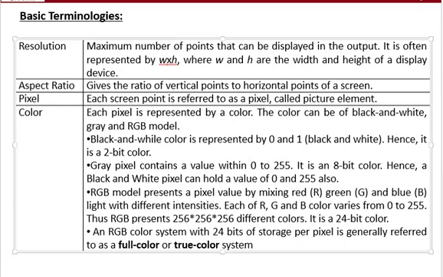Now the RGB model, which comes from red, green and blue. Here for red, green and blue we have various colors from 0 to 255. To represent the RGB we have different colors, 256 into 256 into 256. It is a 24-bit color. RGB is also known as full color or true color of the system.